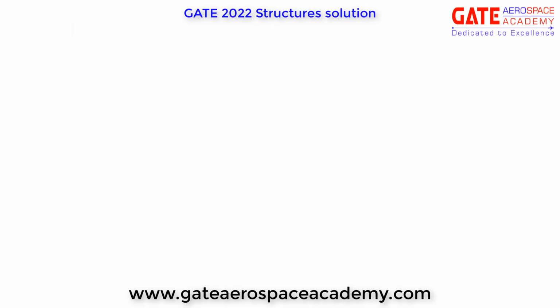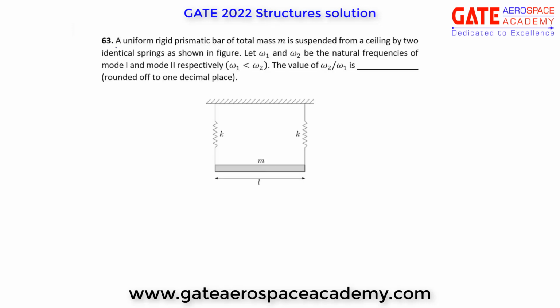Question number 63. A uniform rigid prismatic bar of total mass m is suspended from a ceiling by two identical springs as shown in the figure. Let omega 1 and omega 2 be the natural frequency of mode 1 and mode 2 respectively, where omega 1 is less than omega 2. The value of omega 2 by omega 1 is.